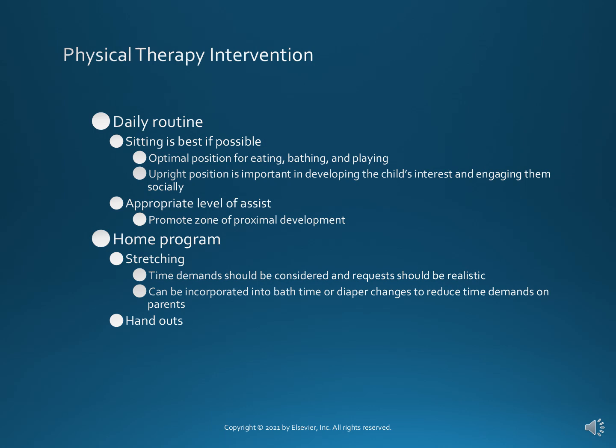When implementing a home program, stretching is going to be a huge part of that. And so, we want to use our positioning for developing trunk control and motor development, but stretching can place a limitation, or range of motion deficits can place a limitation on the functional gains that come from that functional positioning. And so stretching can be an important part of maintaining the appropriate postural alignment so that we can get appropriate motor development. Again, we want to remember that time demands should be considered, and the requests that we make for stretching should be realistic.